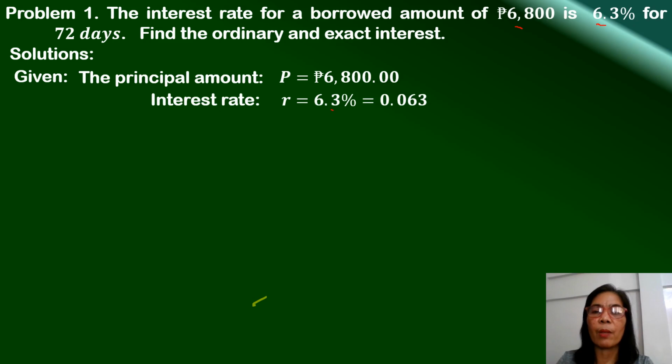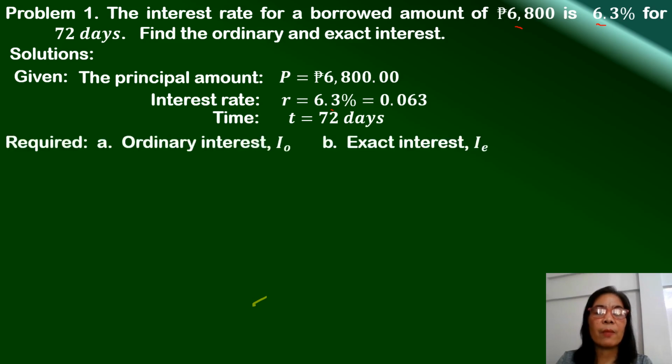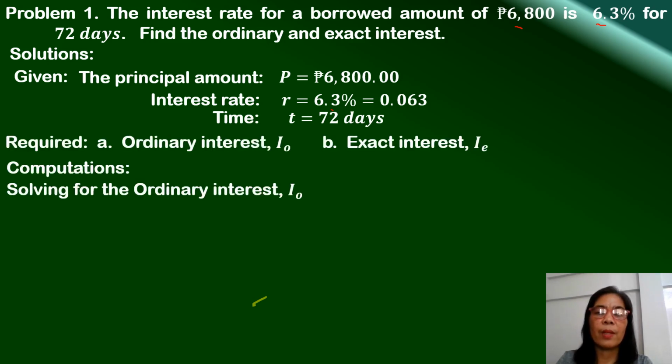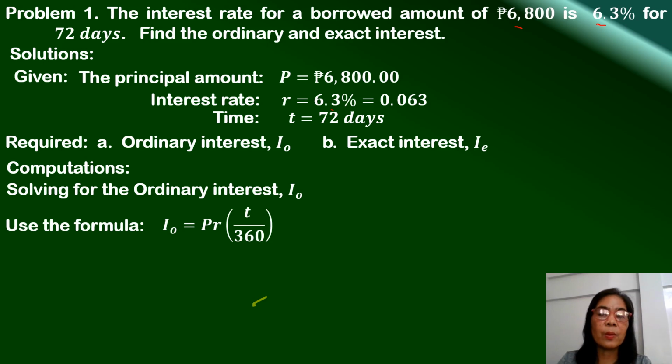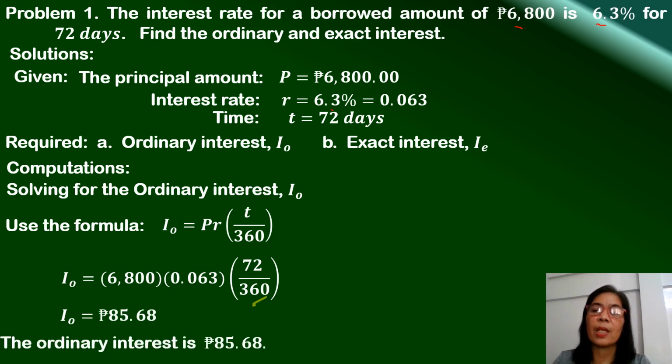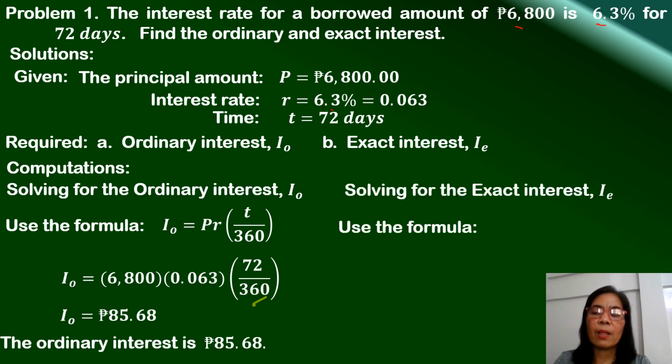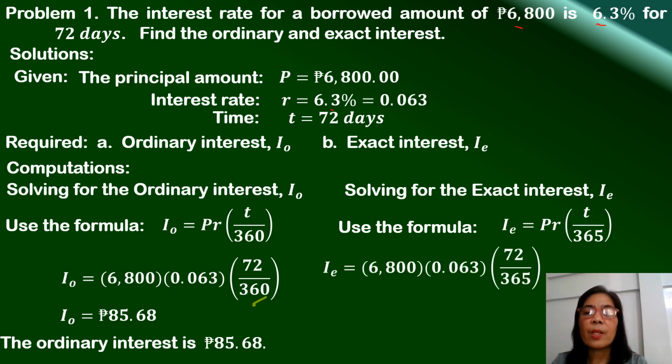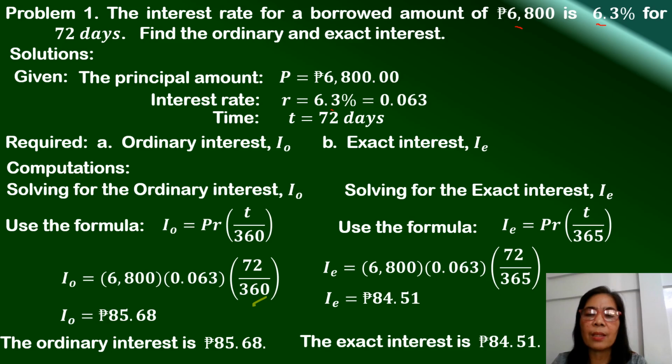So we divide 6.3 by 100, gives us now 0.063 or 63 thousandths. The time is 72 days. We're required to find the ordinary and exact interest. So to solve for the ordinary interest, we use the formula I sub O is equal to P times R times T over 360. Substituting values, the ordinary interest then is 85 pesos and 68 centavos. While the exact interest is computed using the formula I sub E is equal to P times R times T over 365. Substituting values, that gives us now the exact interest is 84 pesos and 51 centavos.